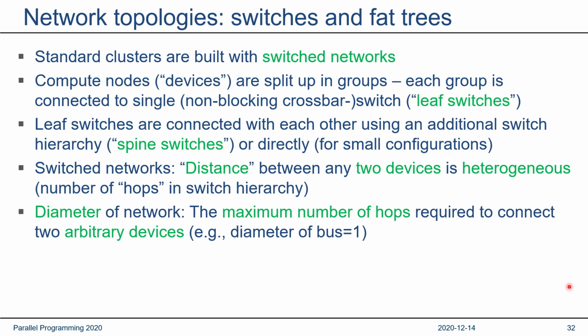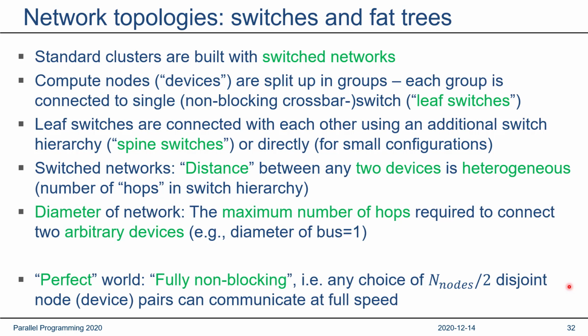Now, in such switch networks, there is a topology, which means the distance between 2 devices, meaning the number of hops in the switch hierarchy that I need to connect from one node to another node, is heterogeneous. So there are nodes which are closer and nodes which are further apart in this hierarchy. The diameter of the network is a metric for that. It's the maximum number of hops required to connect 2 arbitrary devices. In case of a bus, for example, the diameter is always 1. In case of a non-blocking crossbar switch, it's also 1. But if you have a switch hierarchy with a leaf layer and a spine layer, then the number of hops is at least 2.